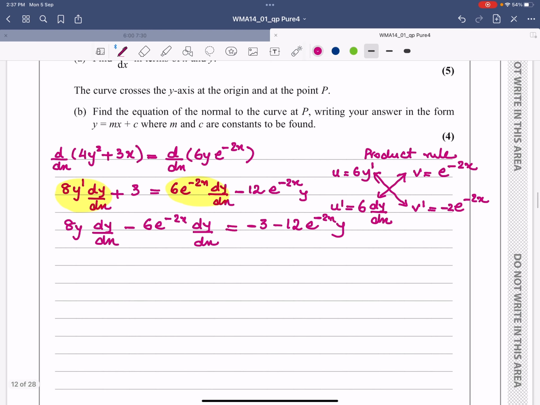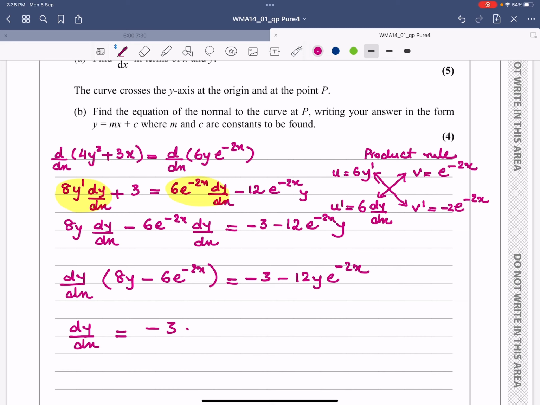Now I can bring out the dy by dx common. So dy by dx into 8y minus 6e to the power of negative 2x, that is equal to minus 3 minus 12y e to the power of negative 2x. And now I can make dy by dx the subject of formula, that is equal to minus 3 minus 12y e to the power of negative 2x divided by 8y minus 6e to the power of negative 2x. And that answers A part of the question.